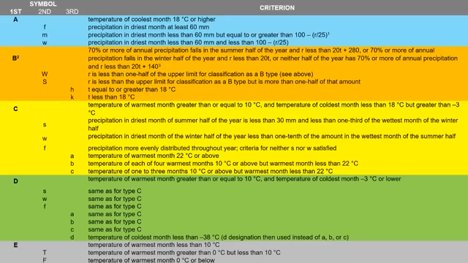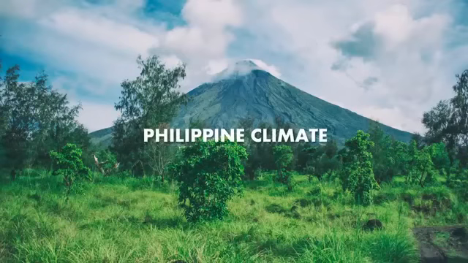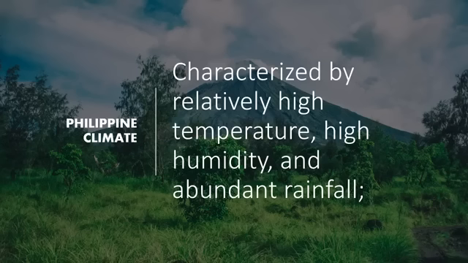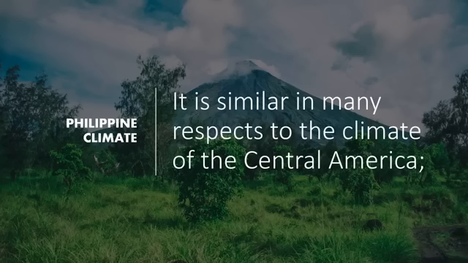So how does that affect us here in the Philippines? What is the Philippine climate? Okay. Philippine climate is characterized by relatively high temperature. As we said earlier, it has to be higher than 18 degrees. So we also have high humidity and very abundant rainfall. Okay, so in many aspects, we're very similar to Central America. And if you look at the map of the world, we're basically almost at the same latitudes.